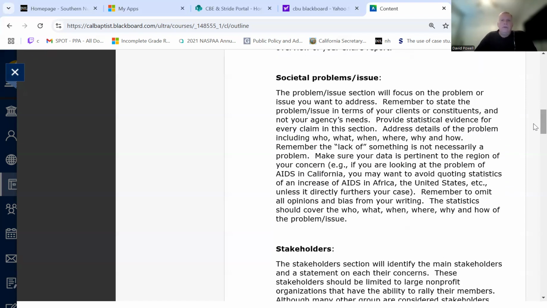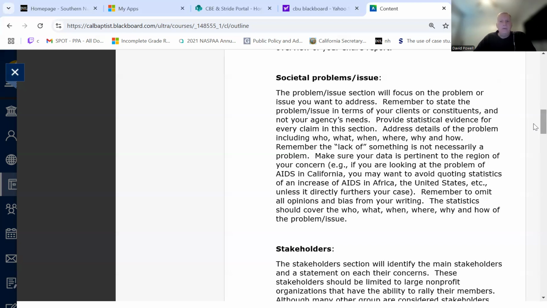Then you have a section on the societal problem or issue. The problem issue section will focus on the problem or the issue that you want to address. Remember to state the problem or the issue in terms of your clients and constituents, not necessarily your agency's needs. Provide statistical evidence for every claim that you include in this section of the paper. Address details of the problem, including the who, what, when, where, why, and how.